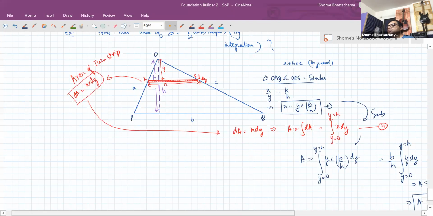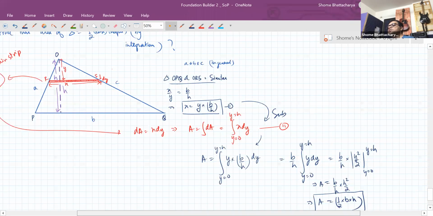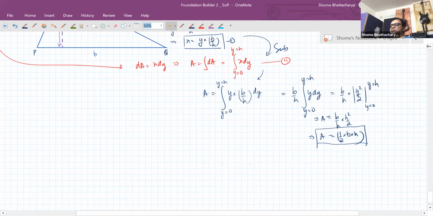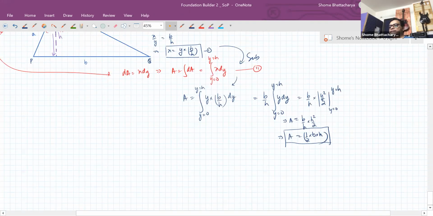So we are applying the same kind of principle we did earlier for the center of mass position, but to derive something much more basic and fundamental, that is, just to prove that the area of a triangle is indeed given by the formula half base into height.